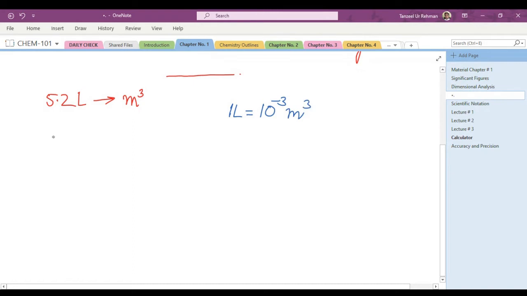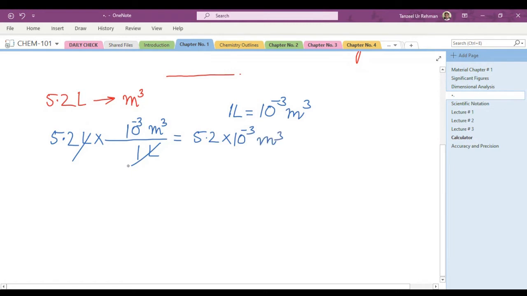So how will we perform our calculation? 5.2 liters multiply, divide, liter down and meter cube up. We know that 1 liter is equal to 10 to the raised power minus 3 meter cube. Liter will be cancelled with liter. When you use calculator, it is a direct, simple calculation, 5.2 into 10 to the raised power minus 3 meter cube. This is our first method.